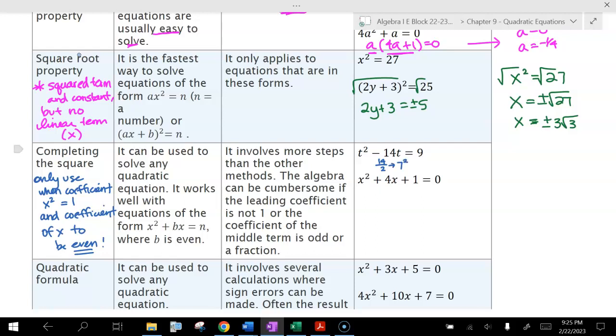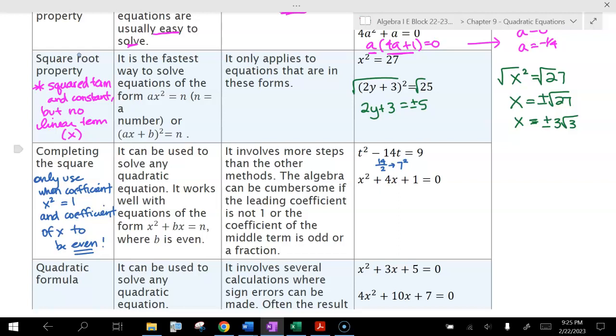So you'd add 49 to both sides of the equation, and you'd continue on from there. The thing is that if your coefficient in this example of t is odd, you're going to end up with fractions, which, while you can do that and still solve for your values of t, just makes it more complicated. So when you're completing the square, you want the coefficient of x squared to be 1, and you want to look to see if the coefficient of x is even or not.